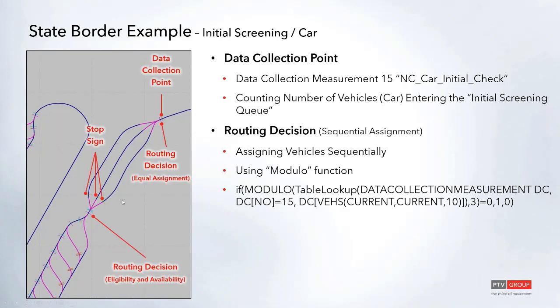And then once they have exited that initial testing facility, they'll then pick up another routing decision, either to enter the secondary testing facility if additional testing is needed and there's availability. Otherwise, they will continue on and be placed back onto the freeway.